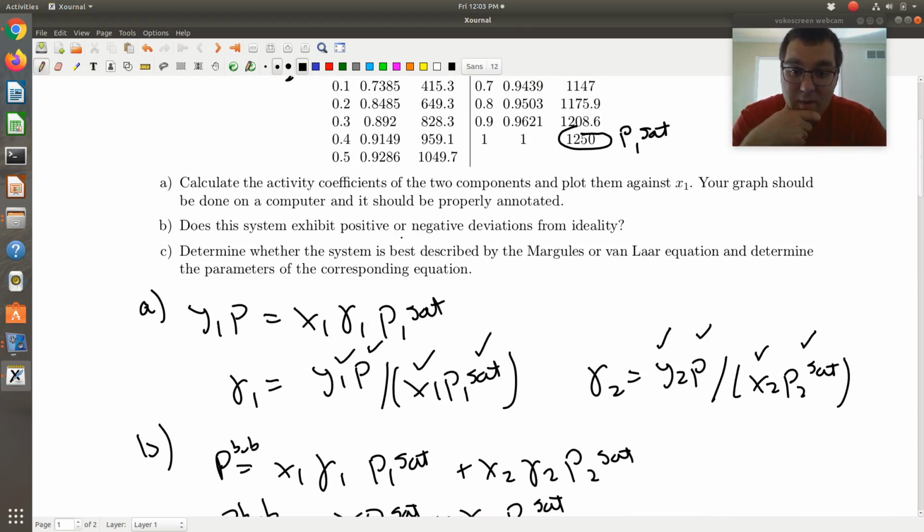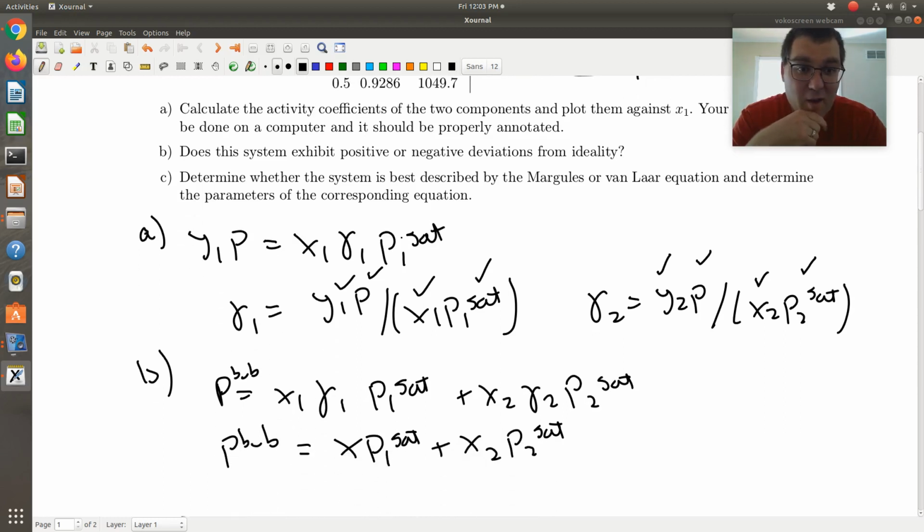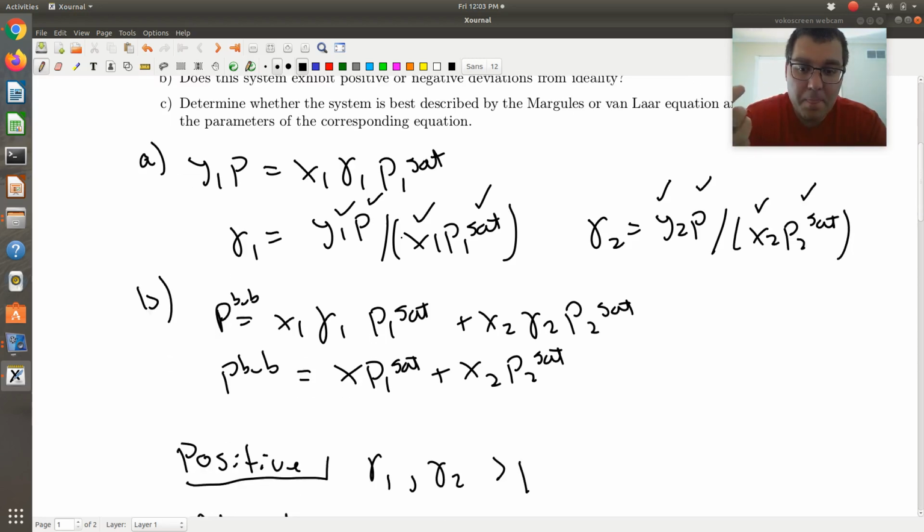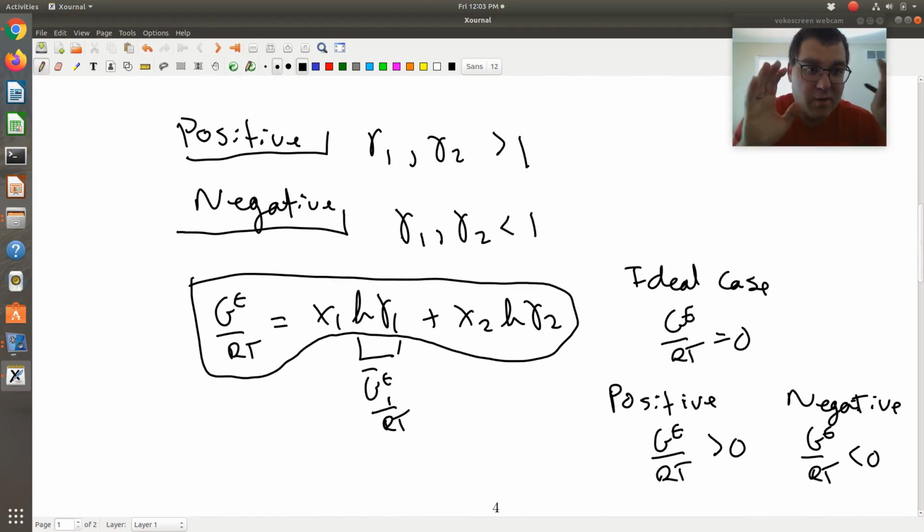C, determine whether the system is best described by the Margules or Van Laar equation. So the text, when they talk about Margules, typically it's 2 suffix Margules, but who knows, could be 3 suffix. Actually, no, I take it back. Here I'm going to interpret it as 3 suffix Margules, the 2-parameter expression, because Van Laar also has 2 parameters. And so basically what I'm going to do here is calculate GE over RT as a function of composition. I'm going to do that because I'm going to need that in order to determine if I have positive or negative deviations from ideality. So I calculate GE over RT as a function of composition.